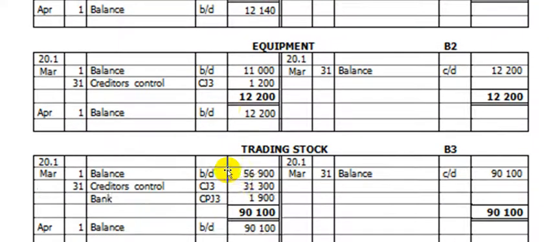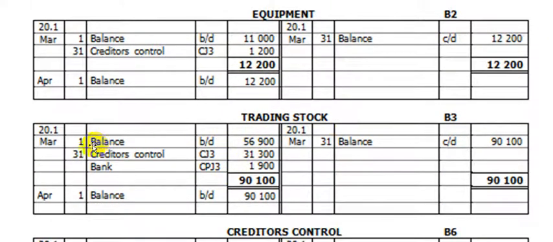Trading stock, trading stock is also an asset. Okay, so we also expect it to have a balance brought down on the debit side or the left hand side. Please note here, gentlemen, you've got your March, your month, your day, your balance brought down. Under the folio, you've then got the BD brought down and then the amount of 56,900.